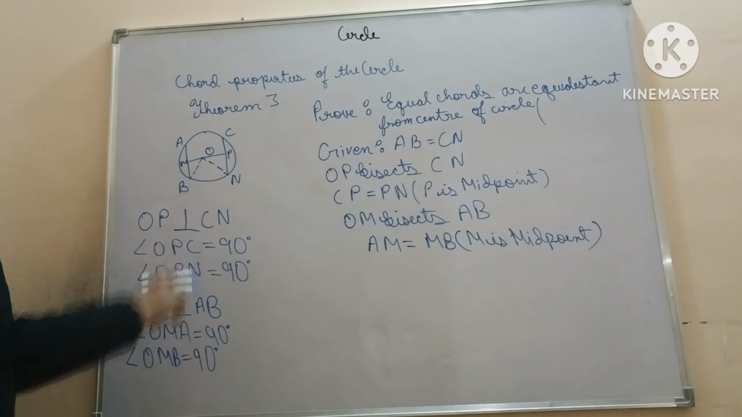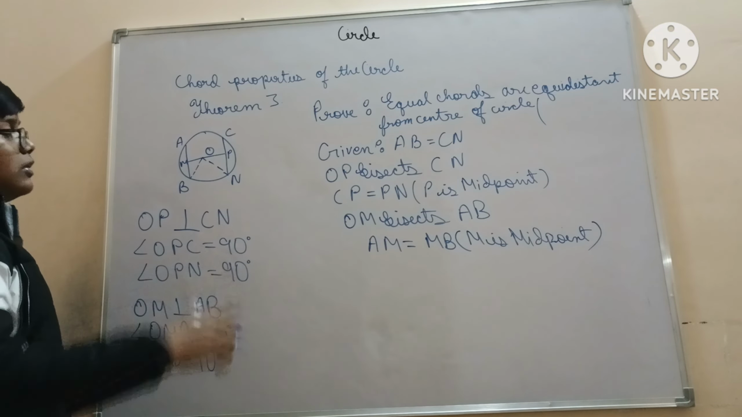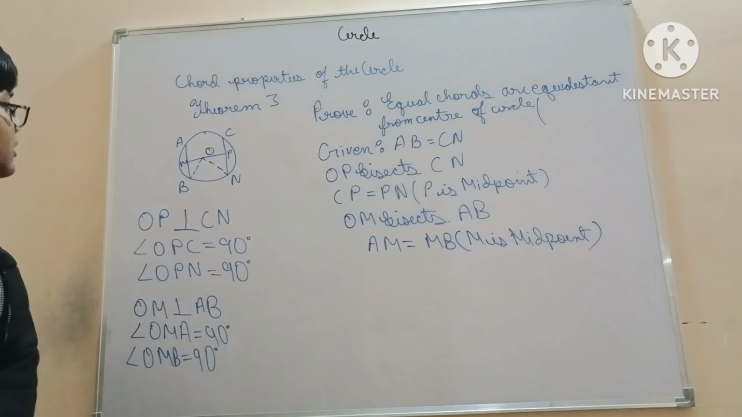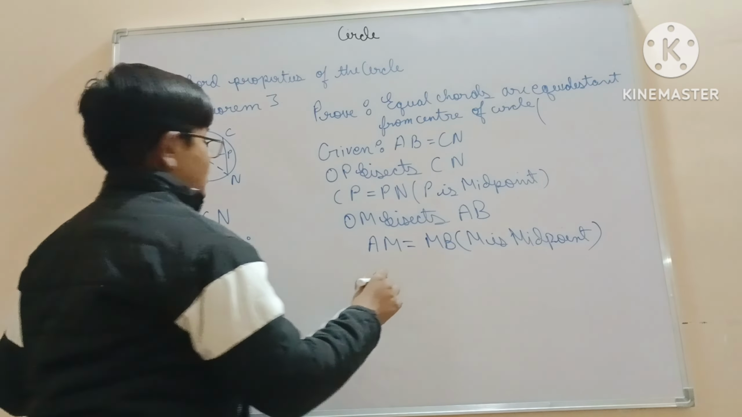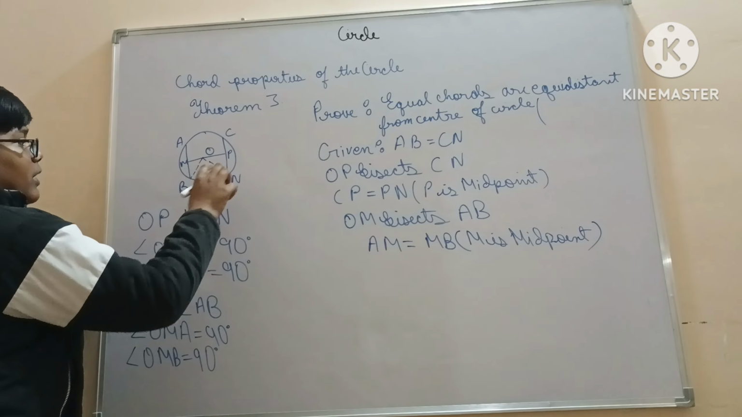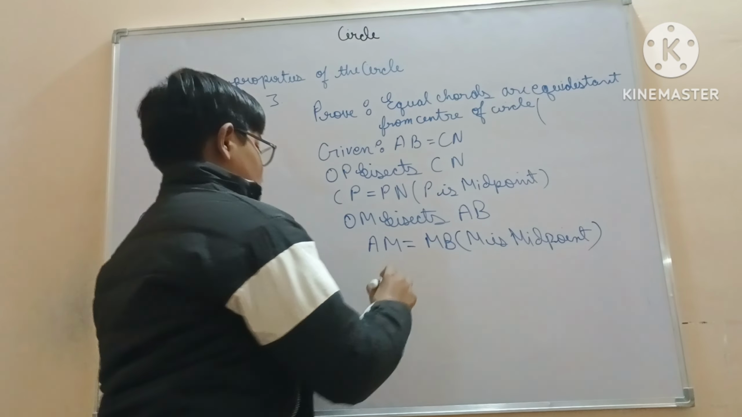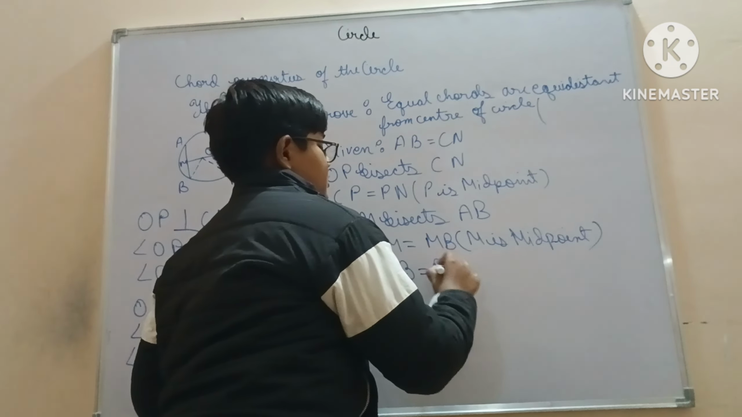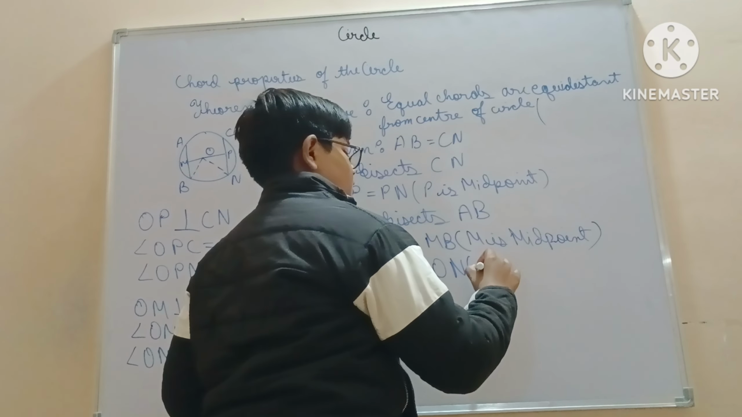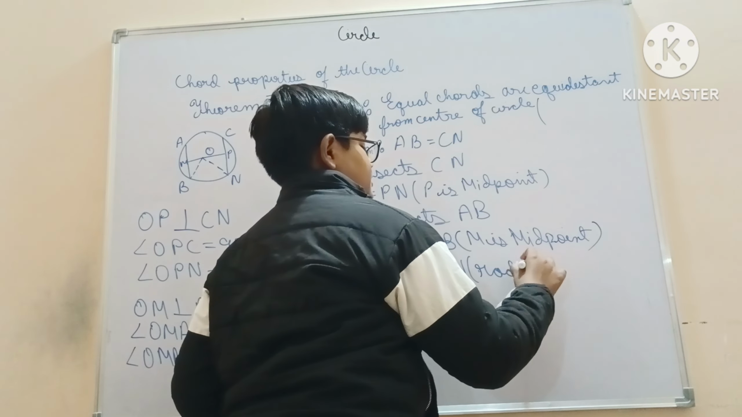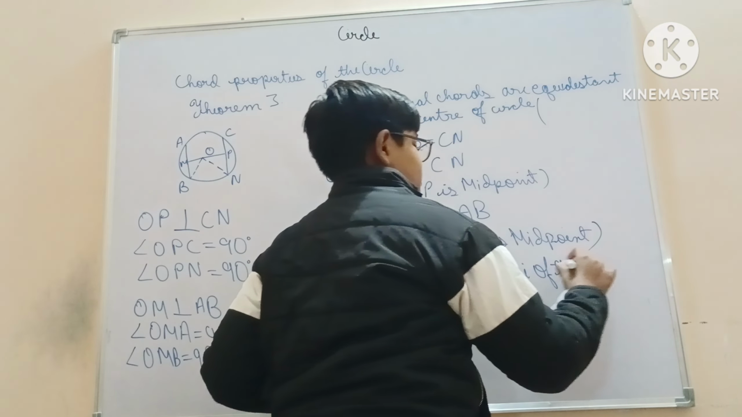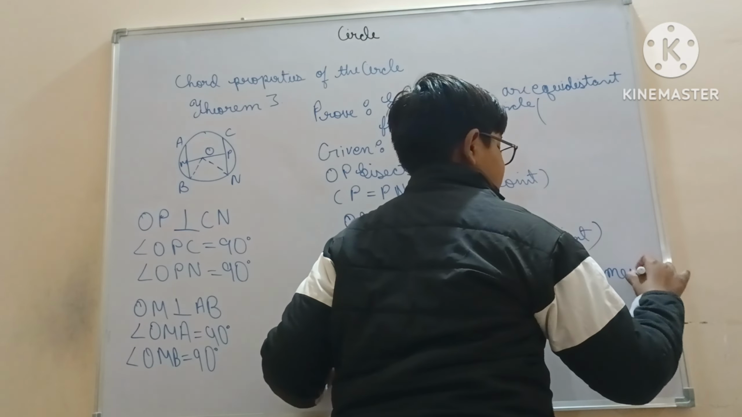Now we will prove both the triangles equal in order to find that equal chords are equidistant from the center of the circle. So in the triangle OBM and ONP, OB is equals to ON, as both the lines are radii of the same circle and are equal to each other.